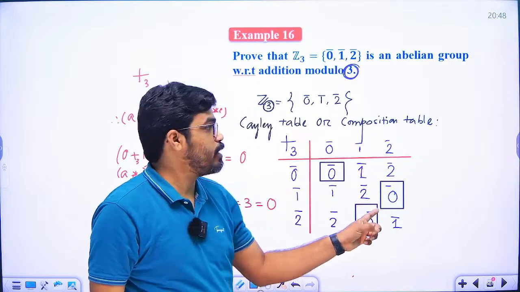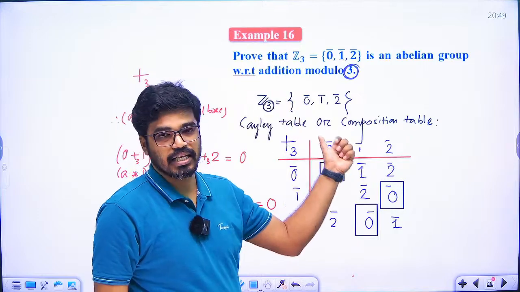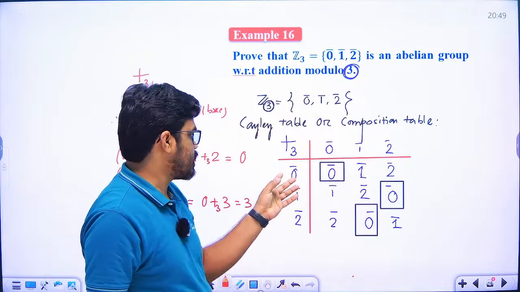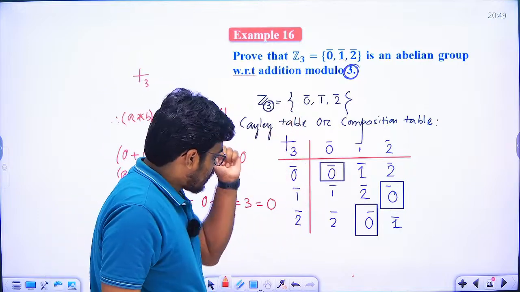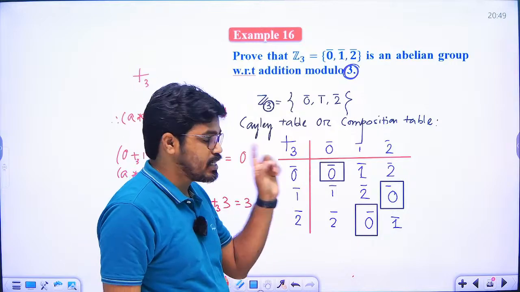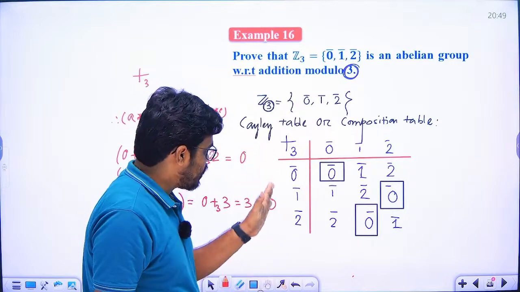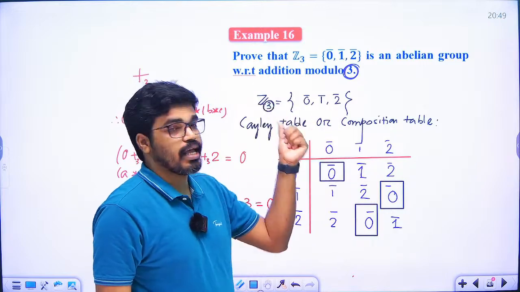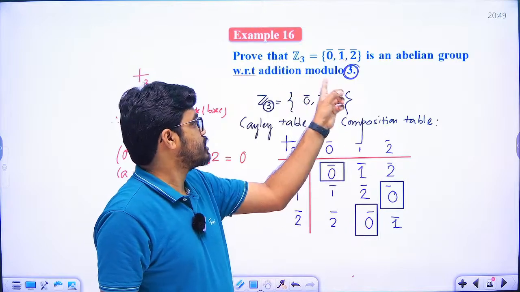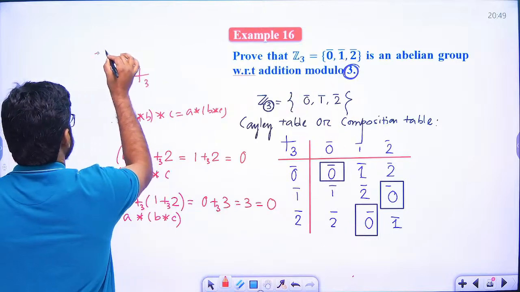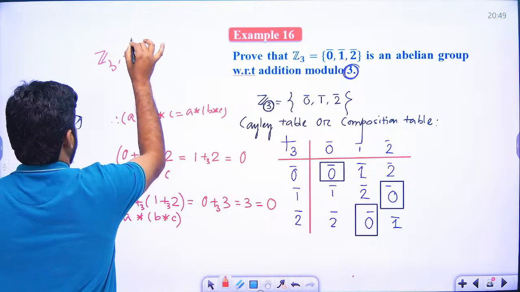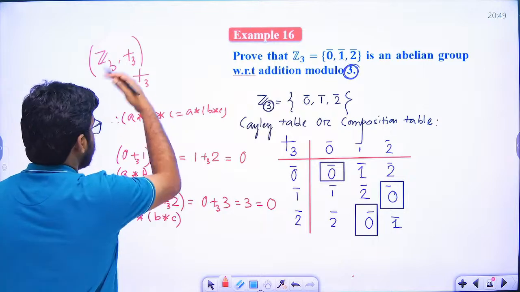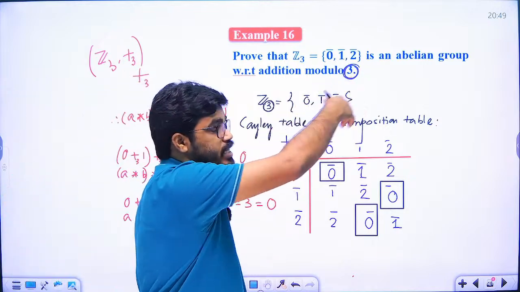So every element of Z3 has an inverse, right? So closure property is satisfied, associative property holds, identity element is 0, every element has an inverse. So we conclude that Z3 is a group with respect to addition modulo 3. That means Z3 with plus is a group under addition modulo 3, so we can write plus 3, so this is a group. Now we have to show this is an abelian group.